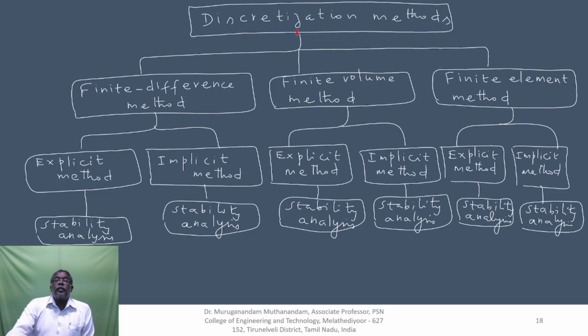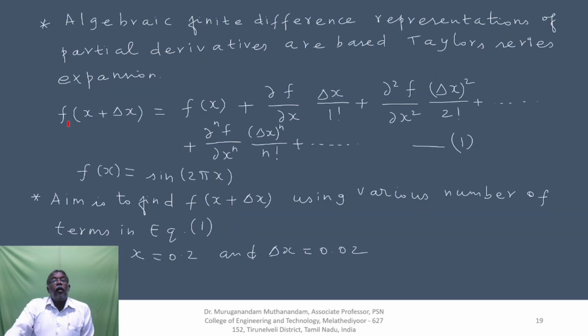There are various discretization methods. One is the finite difference method, another is the finite volume method, or the finite element method. In each of these methods we have two subtypes. One is the explicit method, another one is the implicit method. Each method involves an analysis called stability analysis to test the convergence of the solution. Algebraic finite difference representation of partial derivatives is based on Taylor series expansion.